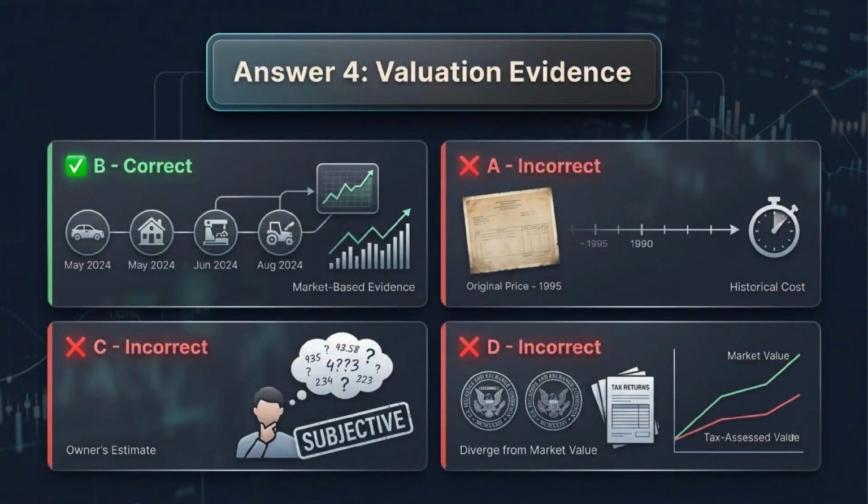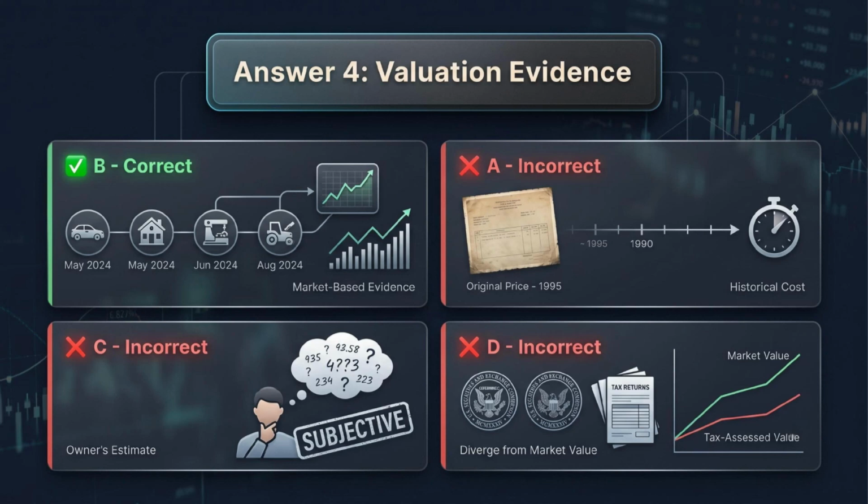The correct answer is B. Recent comparable transactions in similar assets under similar circumstances provide strong evidence of current value. Option A is wrong because original cost may be stale. Option C is wrong because an owner's informal estimate is subjective unless supported by evidence.